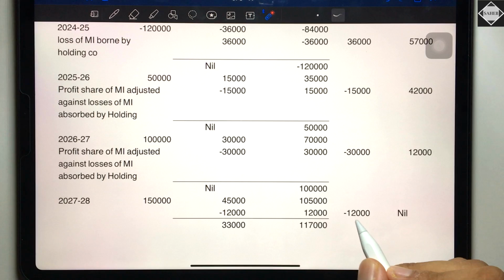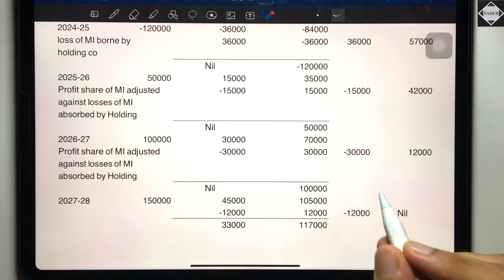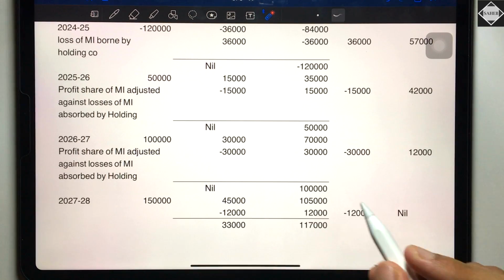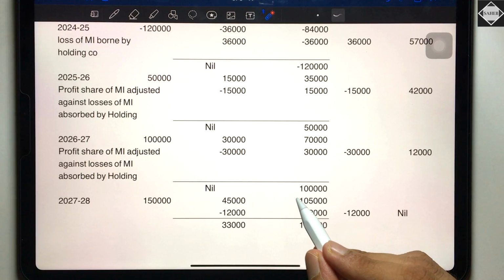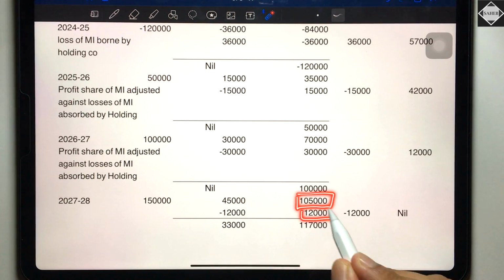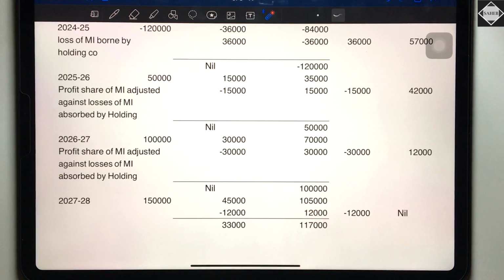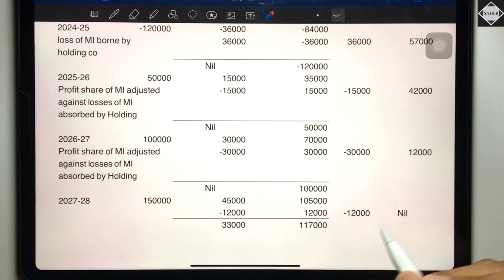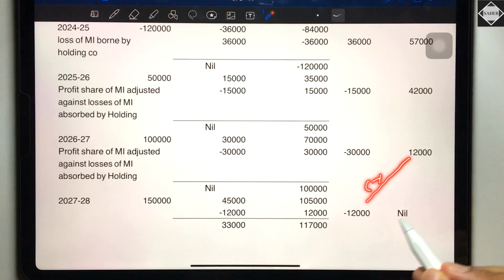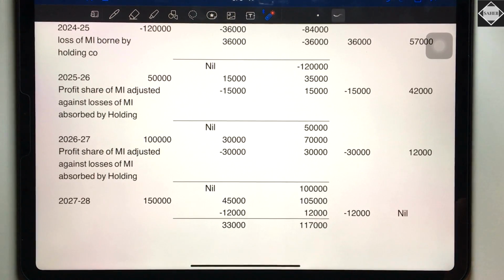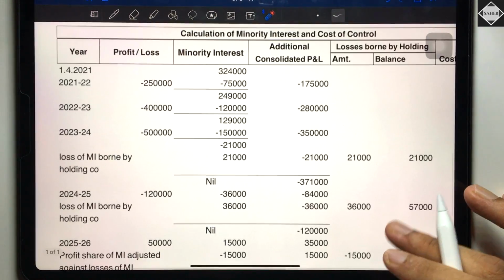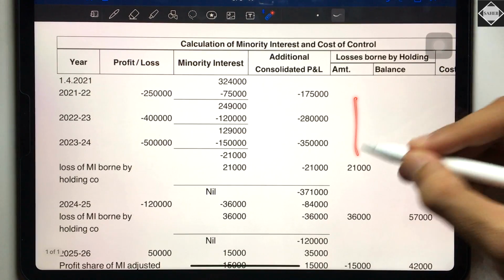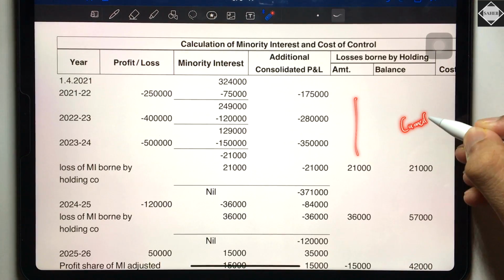Simple. So the same thing you have to do, in this 2027-2028, how much did the holding company make? 1,05,000 their own share and 12,000 recovery. That's equal to 1,17,000. And in this year, how much recovery? 12,000 recovery. So 12,000 minus 12,000, that's equal to nil. There is no cumulative loss left. All the loss has been recovered. Clear? It's simple and straightforward. This is what you have to do. This is the single column and this is the cumulative column.